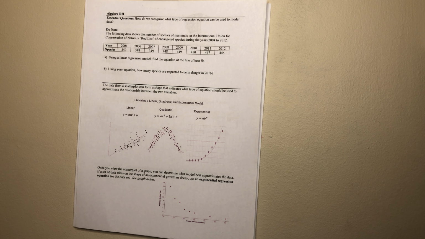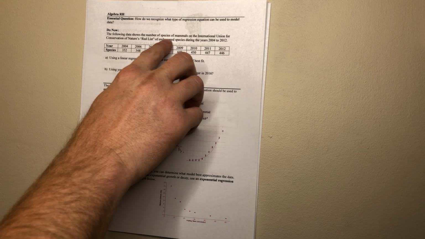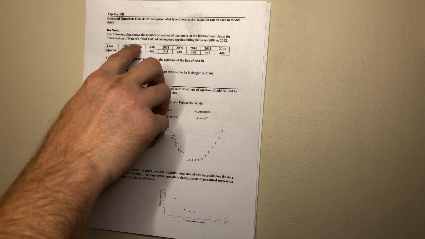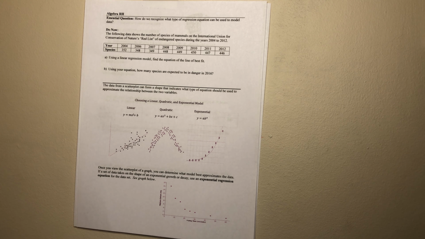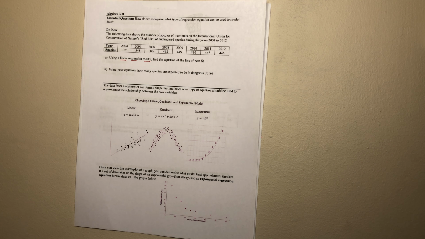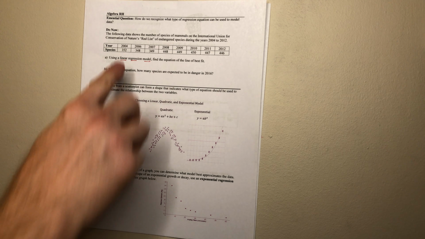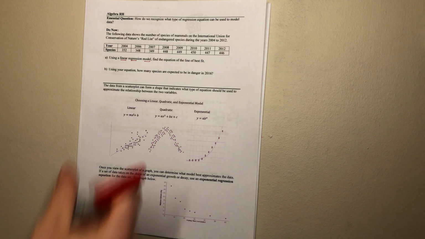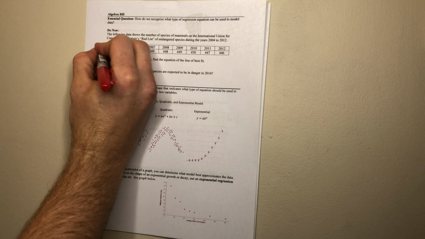All right, first thing I want you to do: the following data is the number of species of mammals on the International Union for Conservation of Nature's Red List of Endangered Species from 2004 to 2012, using a linear regression model. It's always nice when they tell us what regression model to use. If you don't know how to do a linear regression model, I do have a video on that. You can always pause this, go to the other video on linear regression, but you're going to hit stat edit. You're going to enter this into your L1 and these into your L2.